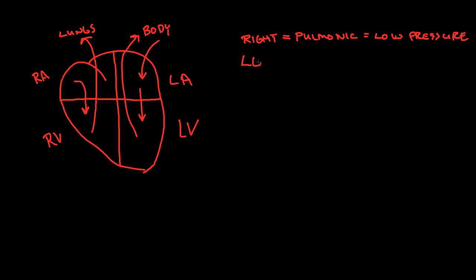Now the left side, made up of the left atrium and the left ventricle, is called systemic circulation because it pumps blood to the system, the body. Everything from your eyeballs to your liver to your left ankle all get blood from the left side of the heart. Because it's a big system, this needs to be a high pressure system. And when we take a blood pressure, we're actually measuring this left-sided function. We don't measure the right-sided function unless you're in ICU or surgery or something like that.